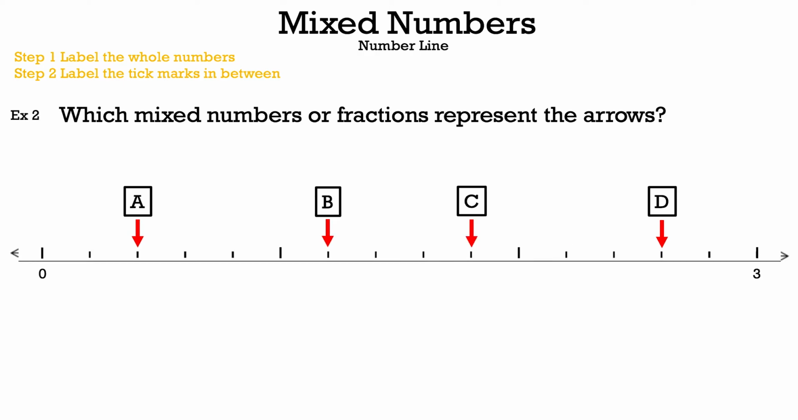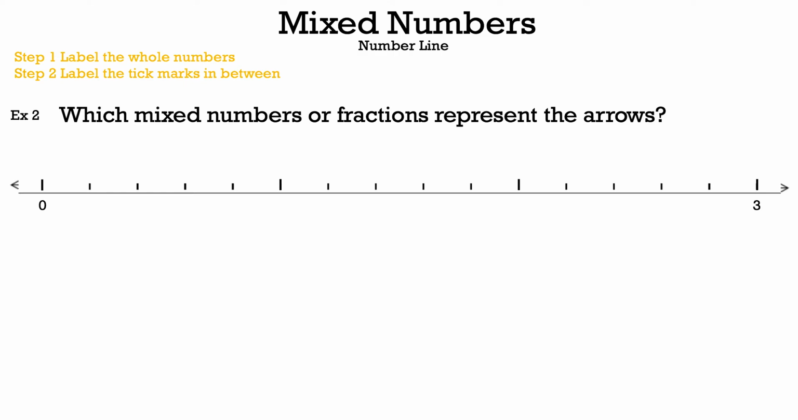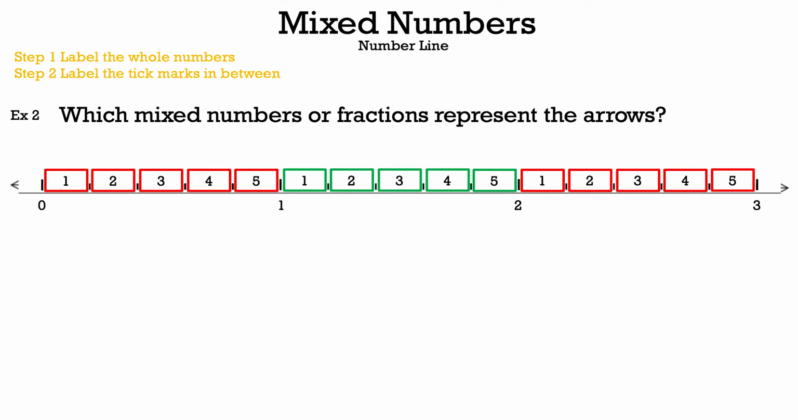Let's read the question. Which mixed numbers or fractions represent the arrows? Same question, same process. Let's look at the number line. So we need to add the whole numbers 1 and 2. We can find the 2 tick marks that are a little taller and a little bolder, and therefore we can add 1 and 2. Now the next step, figure out how many sections are in between each whole number, and there we go. We have 5 sections. Since we have 5 sections, we are counting by fifths.